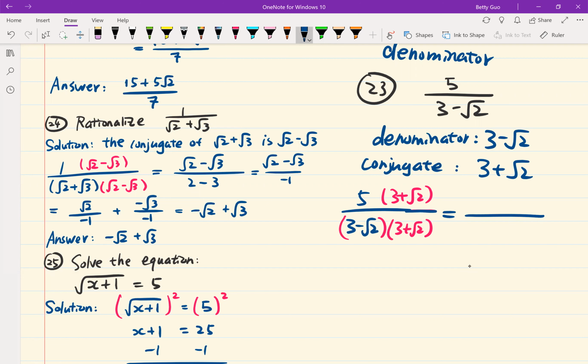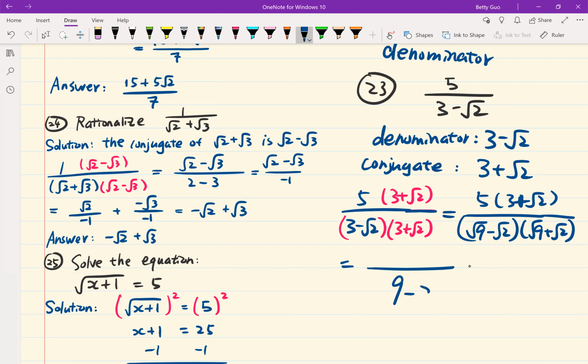And the denominator, I can write as root 9 minus root 2 times root 9 plus root 2, because the 3 is the square root of 9. The numerator is 5 times 3 plus root 2. The denominator, root 9 plus root 2 times root 9 minus root 2, is 9 minus 2, right? Yeah. In the numerator, we distribute: 5 times 3 is 15, 5 times root 2 is 5 root 2. So we end up with 15 plus 5 root 2 all over 7.